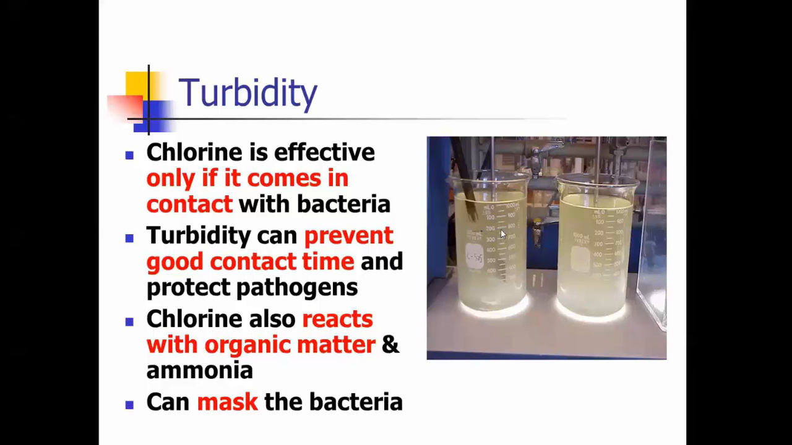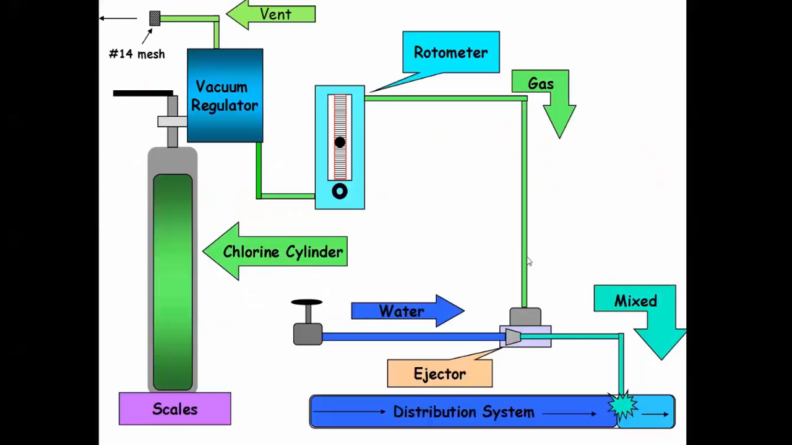Chlorine also reacts with organic matter and ammonia, and that's what causes disinfection byproducts and chloramines. The turbidity can mask the bacteria.